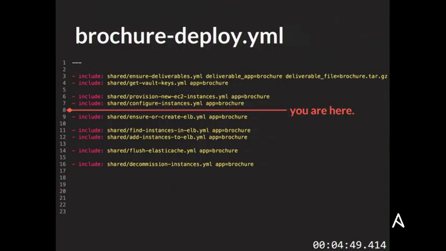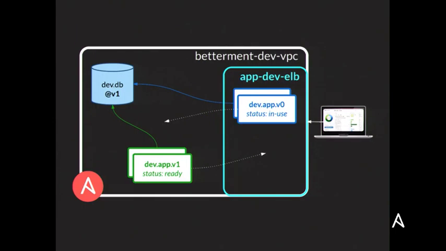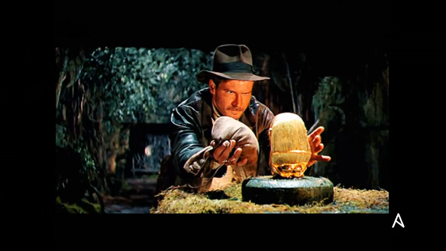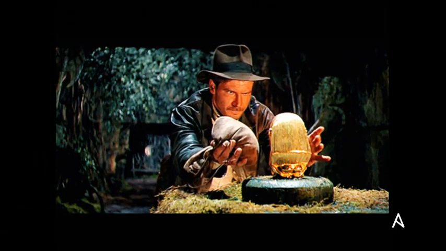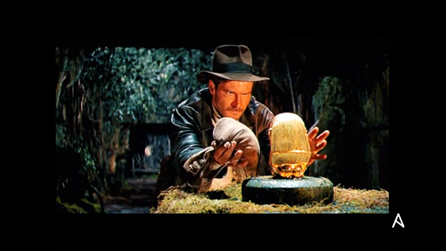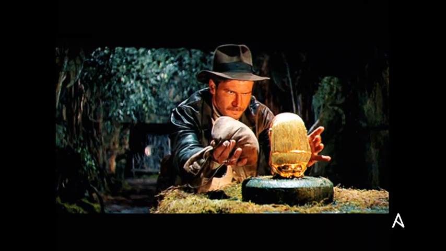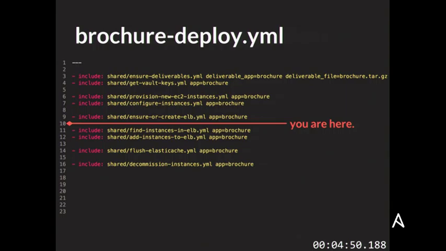OK, so we've now configured the instances, and now the world looks like this. At just under 5 minutes, we have new instances. They're tagged as ready, and we're ready to actually move them into the ELB to expose them to customers. OK, so we're getting ready. This is good. We're pretty sure that the blue stack weighs the same as the green stack. OK. I'm going to skip over ensure create ELB since it's a no-op in this case.